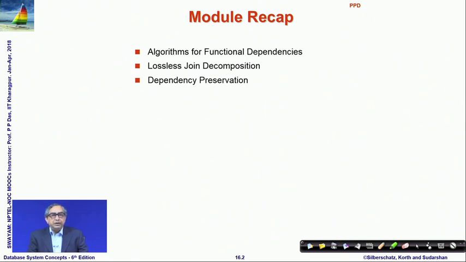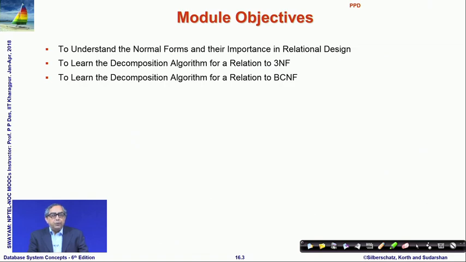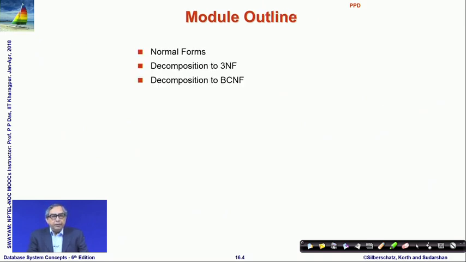So, based on these foundational algorithms and concepts, in today's module we will get into understanding the core design aspects of relational databases, that is the normal forms, and how important they are in terms of relational design. We will specifically learn about decomposition of a relational schema into the third normal form and into Boyce-Codd normal form, BCNF. So, our topics will be the normal forms, decomposition into 3NF and into BCNF.